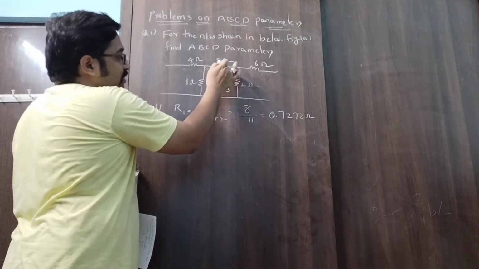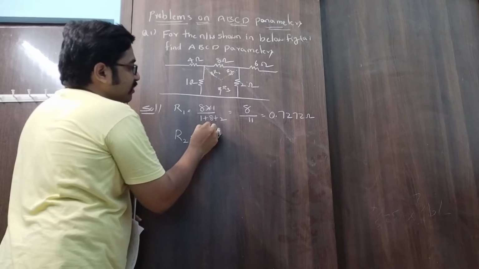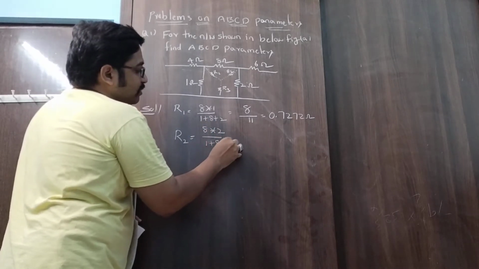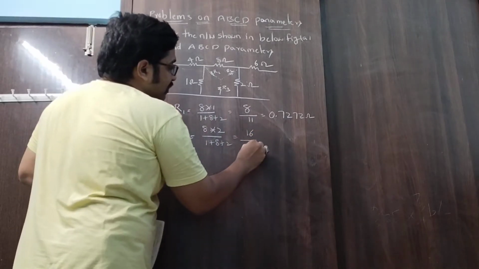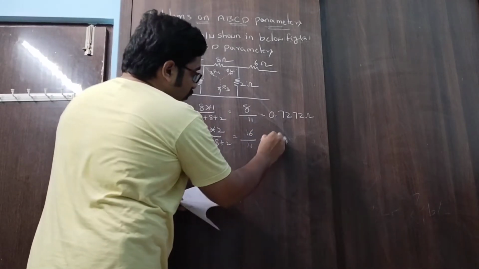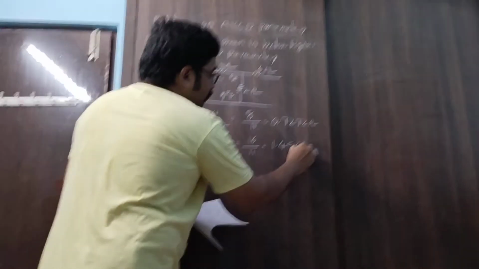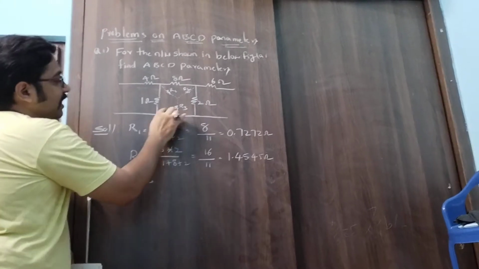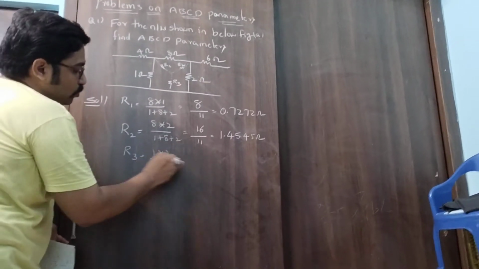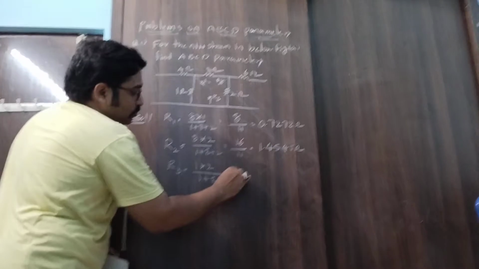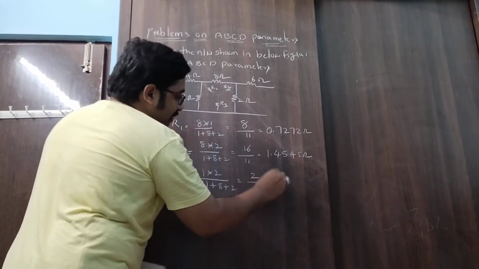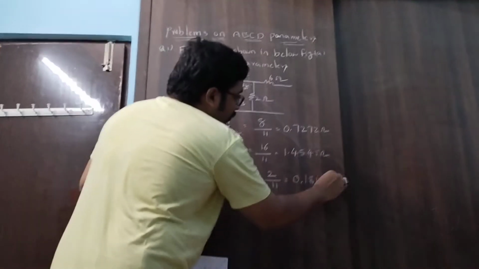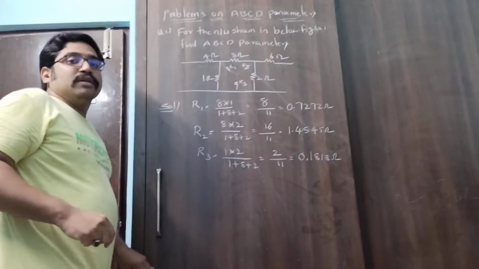Next we are having R2. Again we take the product of the adjacent two branches, so 8 multiplied by 2 divided by 1 plus 8 plus 2. 8 twos are 16 divided by 11. If you do the simplification, you are going to get 1.4545 ohms. Next we are having R3. R3 is 1 multiplied by 2 divided by 1 plus 8 plus 2, so 2 divided by 11, and you are going to get 0.1818 ohms.